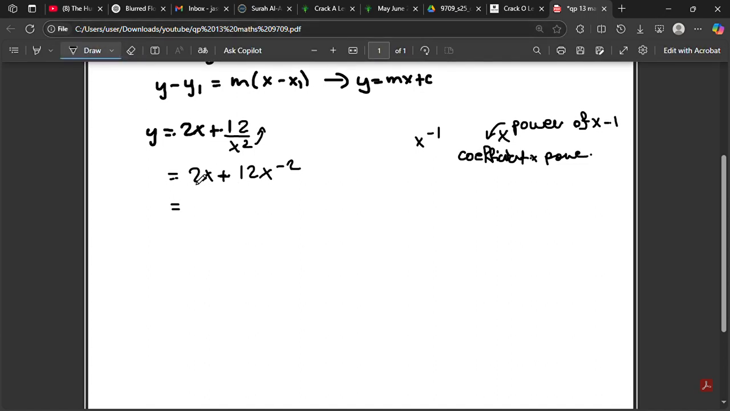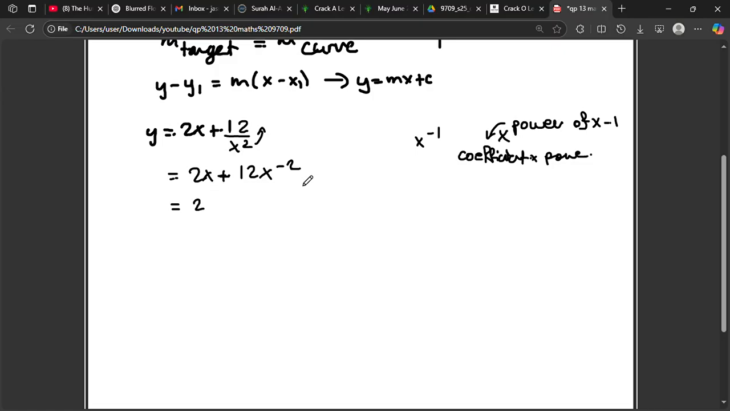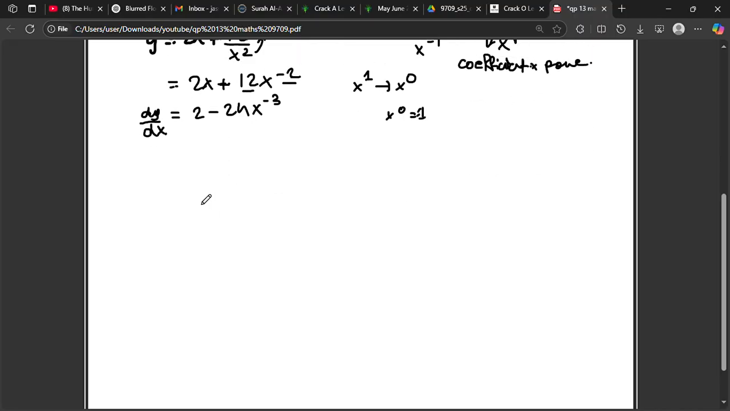So 1 multiplied by 2 is 2. x changes from power 1 to power 0, and x to the power of 0 is equal to 1, so we don't need to write anything. The answer is 2. Next, we multiply minus 2 with 12, which gives us minus 24. And the power of x decreases by 1, which becomes x to the power of minus 3. Now this is the dy over dx that we have.